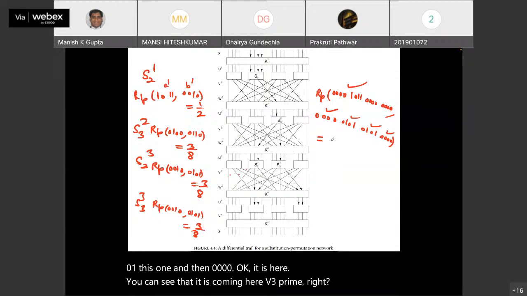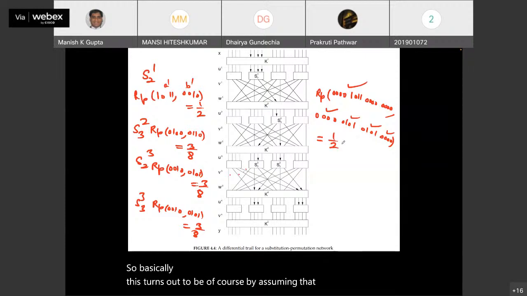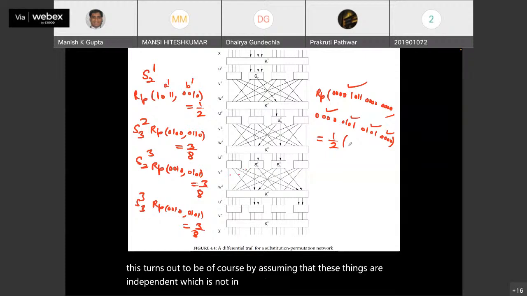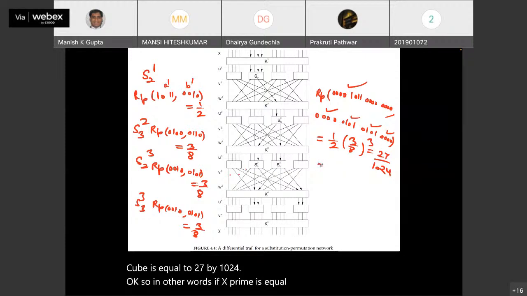So basically this turns out to be, of course, by assuming that these things are independent, which is not the case in practice, 1 by 2 times (3 by 8) cube, which is equal to 27 by 1024. Okay. So in other words, this is our x prime, and this whole thing is our V3 prime.